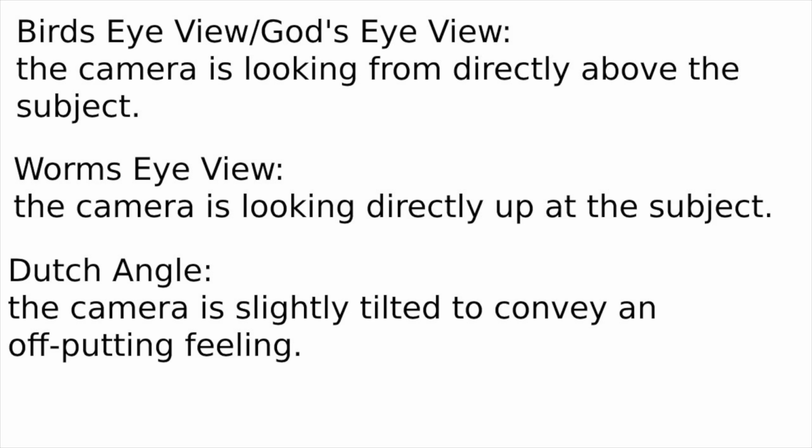The third and final angle we will be covering in this video is Dutch angle. The Dutch angle is when the camera is slightly tilted to convey an off-putting feeling as though something isn't right. For the purpose of these demonstrations, a chess piece will be used as the subject for the camera angles. With that said, let's get into the demonstrations.